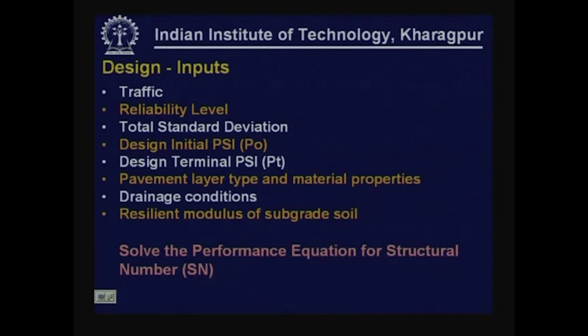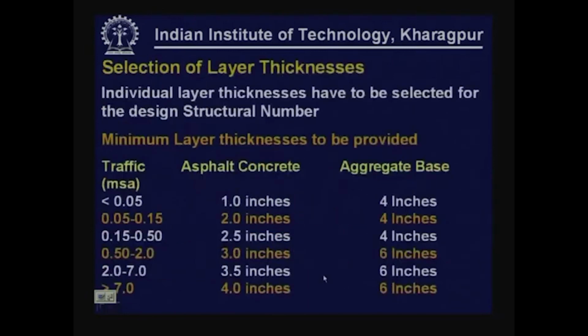We also have to select the pavement layer type and material properties, drainage conditions, and have knowledge about the resilient modulus value of the subgrade, and then we have to solve the performance equation for the structural number. We have to put all these inputs in the performance equation, W18 equal to a function of all the parameters that were given earlier. Putting all these parameters there, we can work out the structural number from that equation.